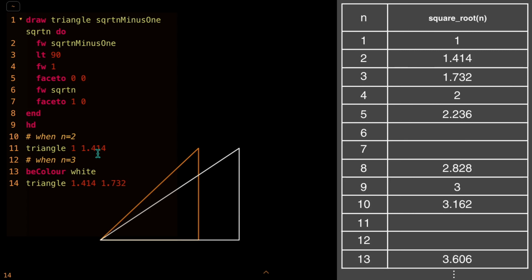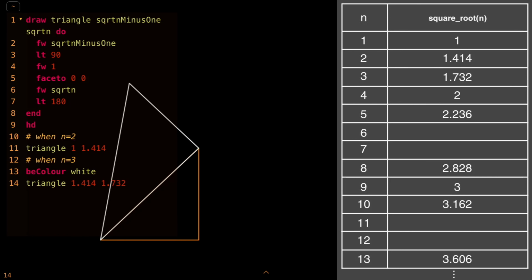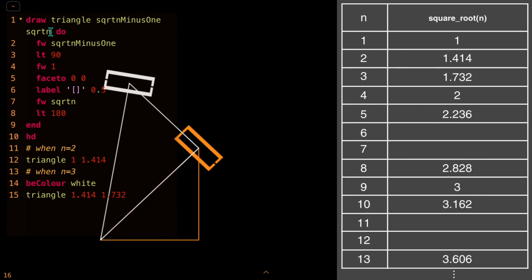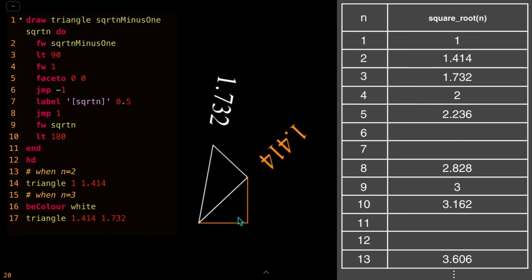Notice we've used 1.414 twice. Once at line 11 as the hypotenuse of the first triangle, and a second time at line 14 as the base of the next triangle. Since the values of these two lines are the same, why don't we combine them and make it one line instead? That will reduce some visual clutter. This way, this line represents square root 2 and this line represents square root 3.